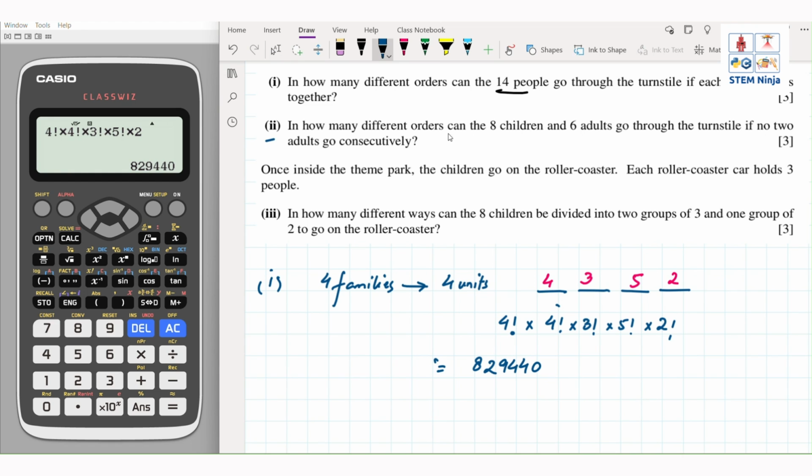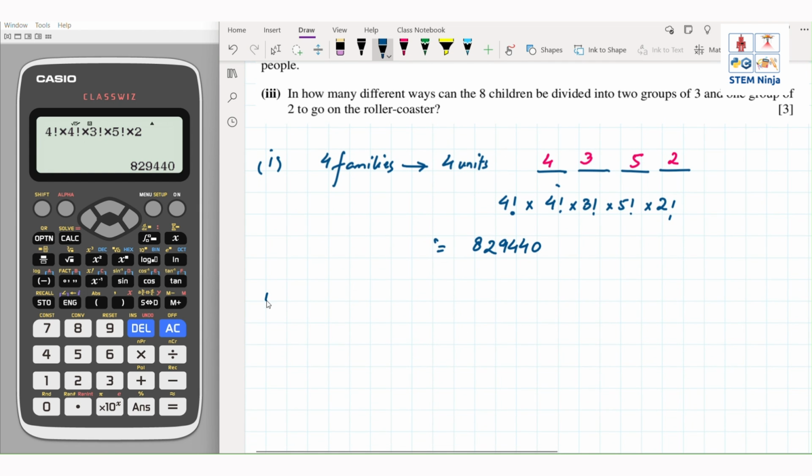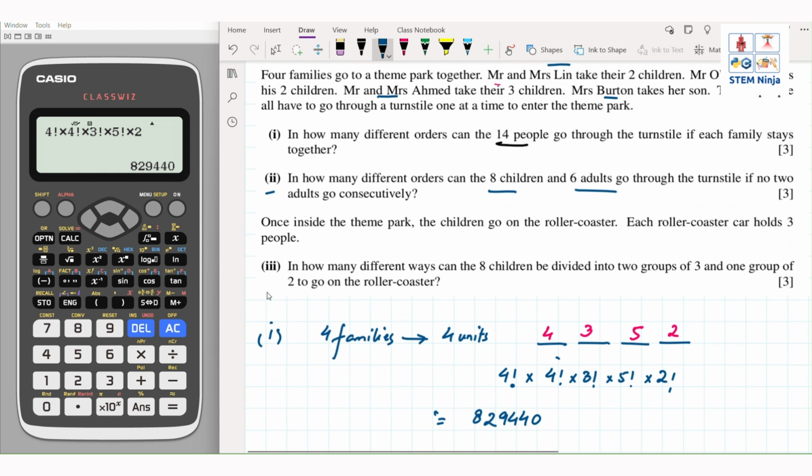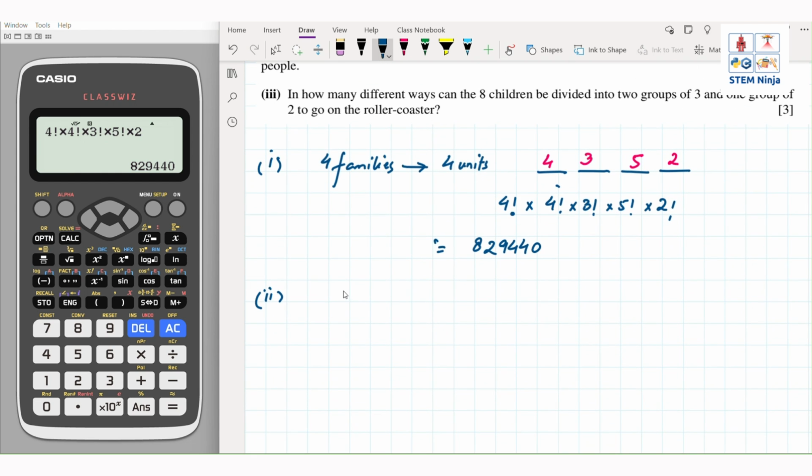In how many different orders can the 8 children and 6 adults go through the turnstile if no 2 adults go consecutively? Okay, that means what we have is eight children, right? So we have 1, 2, 3, 4, 5, 6, 7, 8. And the adults could go in the gaps: 1, 2, 3, 4, 5, 6.